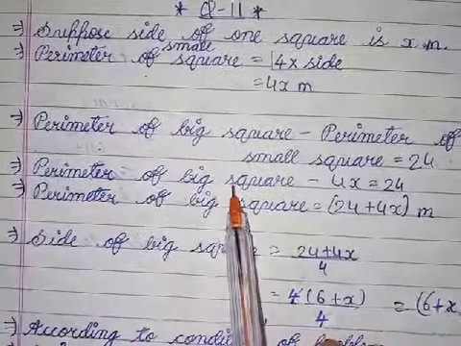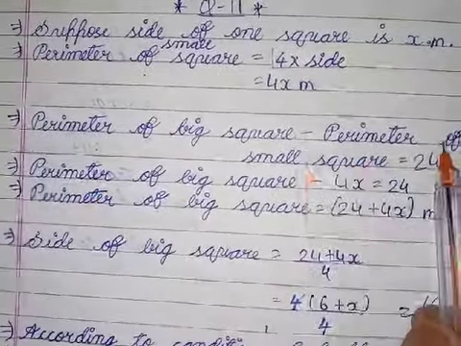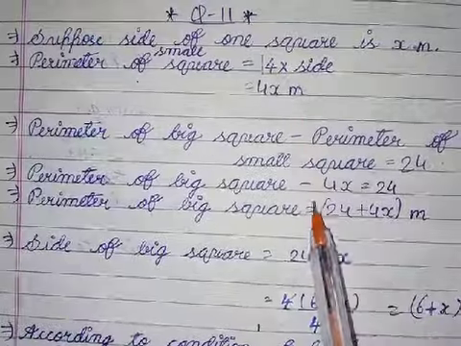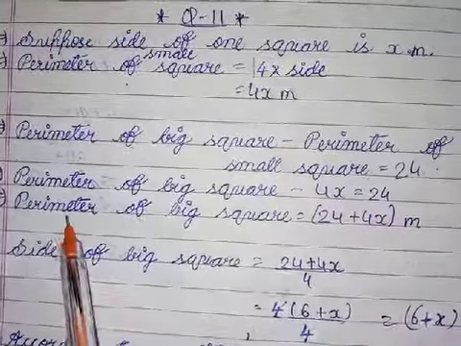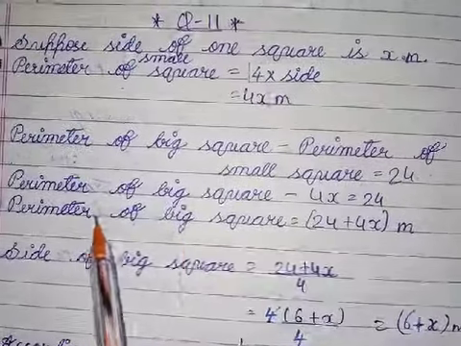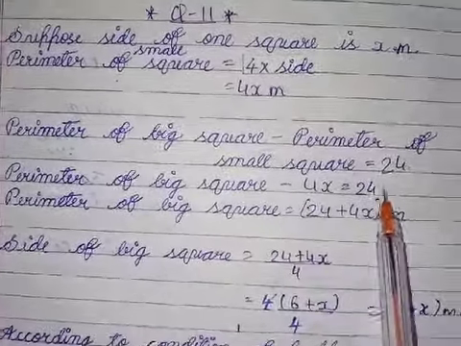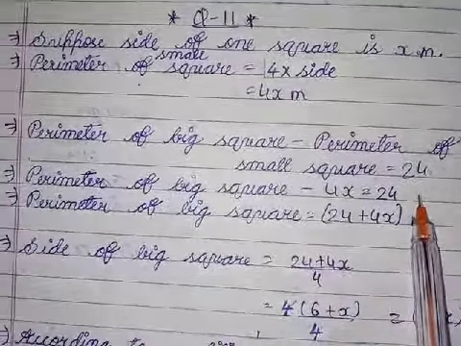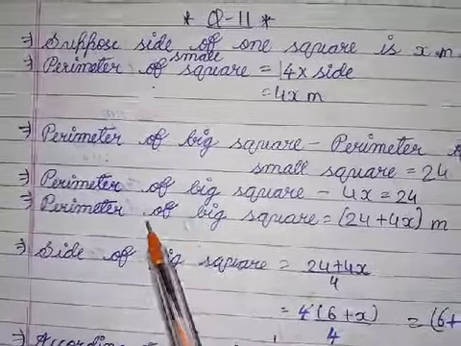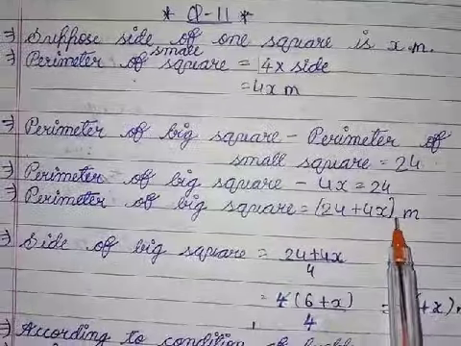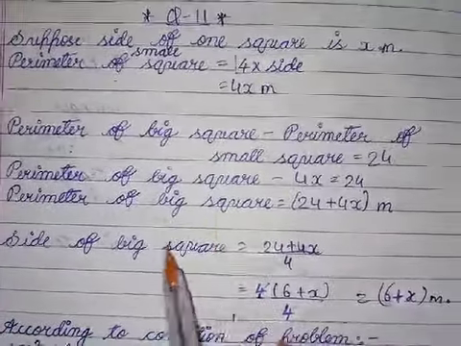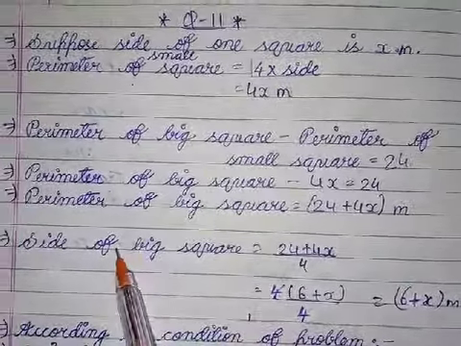So, perimeter of the bigger square minus perimeter of the smaller square is 4x is equal to 24. Is it? So, what will be the perimeter of the bigger square? This minus will move to the other side and become plus. So the perimeter of the bigger square will be 24 plus 4x. Now, from the perimeter, we have to find the side.